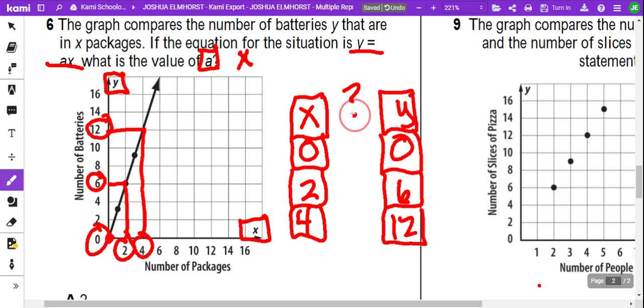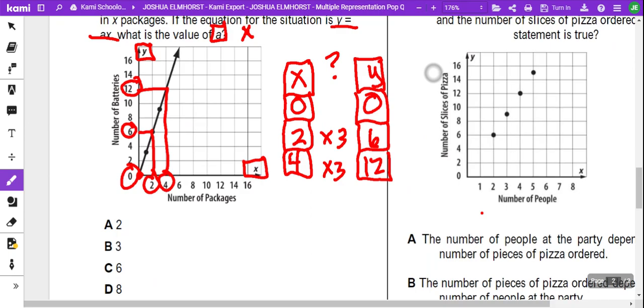So what's the rule? Times 3, times 3, going from left to right.